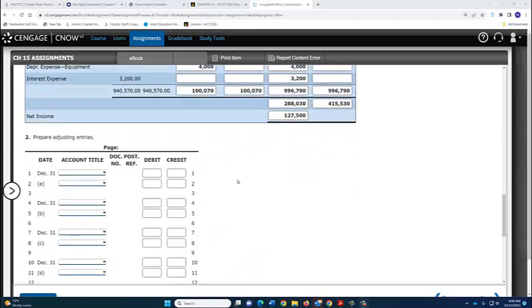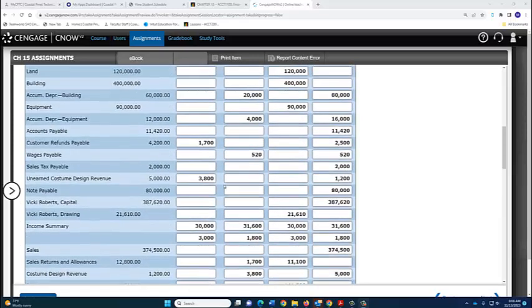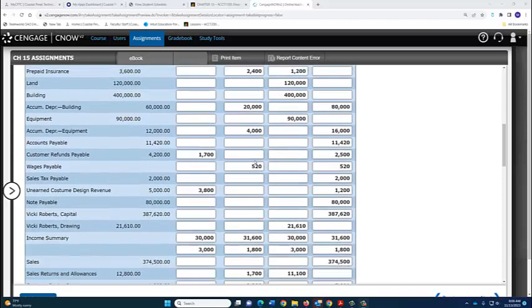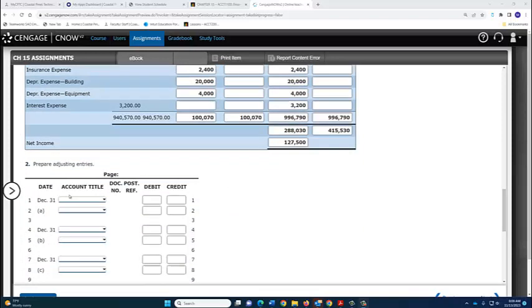Now that the worksheet is complete, I can take all the figures in my adjustments column and enter them into the journal. And then of course later we'll post those to the general ledger and bring up to date our general ledger figures. So in A, we had the adjustment to merchandise inventory. We had first a credit of 30,000 to merchandise inventory and a debit to income summary.